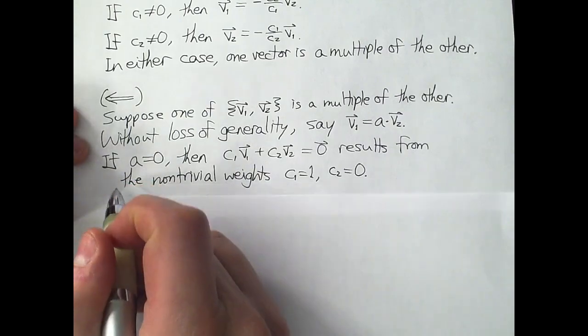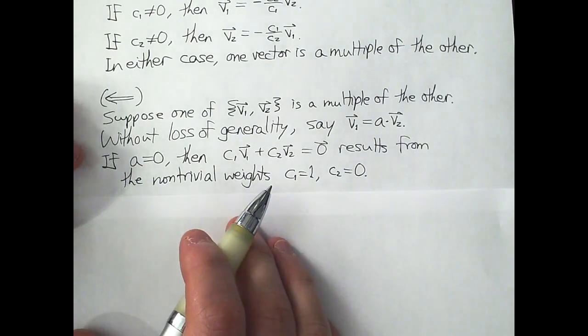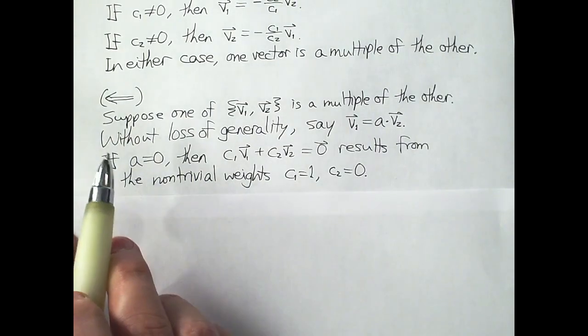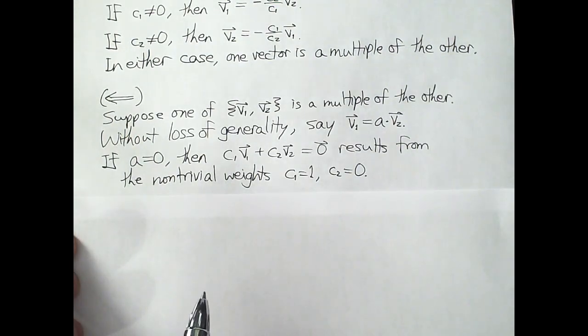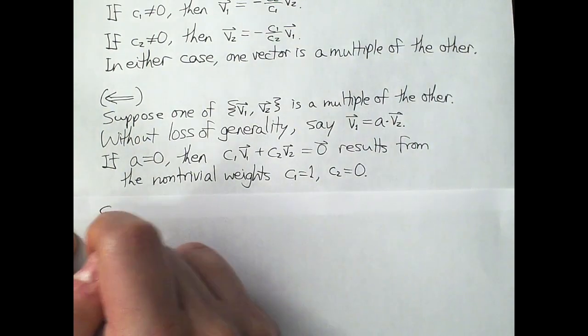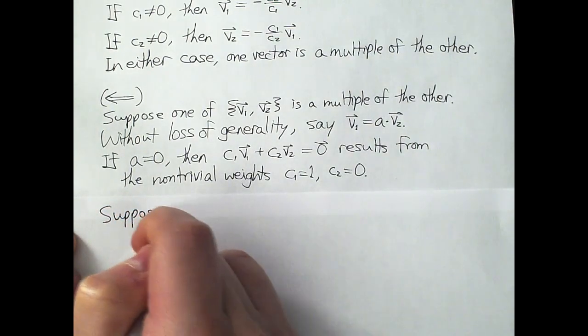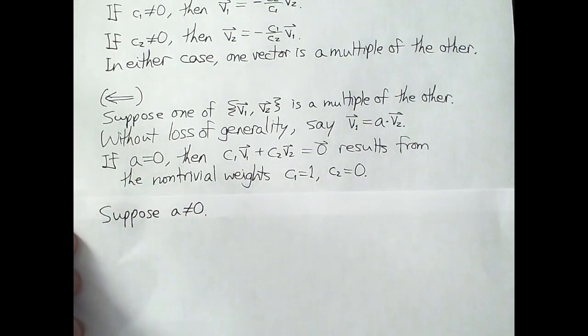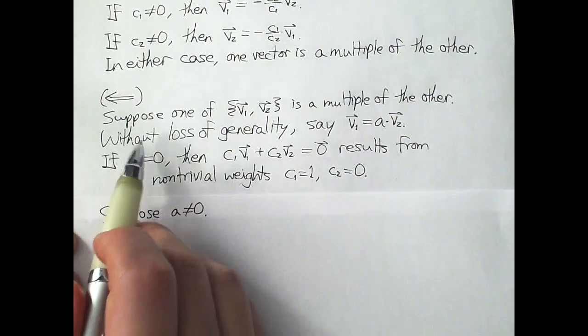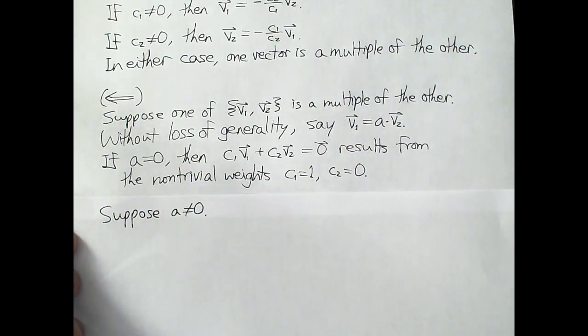So you could, if you want, depending on how you prefer to write proofs, you could label this. You could say like case 1 if A equals 0, case 2 if A is not equal to 0. That's kind of just a matter of style preference. I chose just to write it: suppose A is not equal to 0. I chose to write it without saying case 1, case 2. But it is kind of like two cases. The case where A is 0, the case where A is not 0.